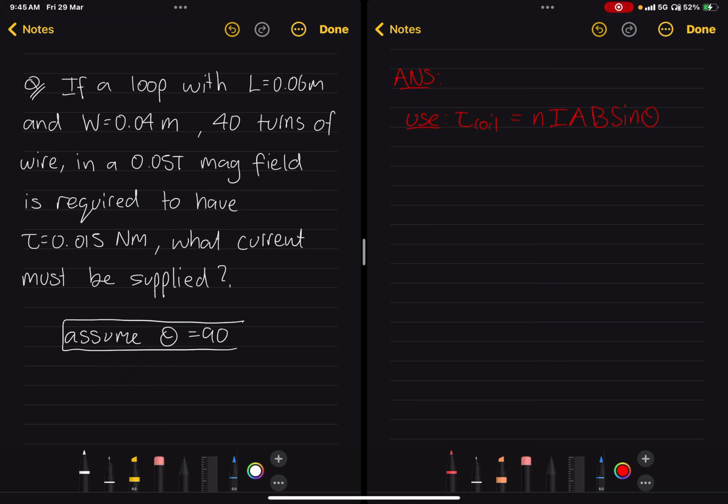If you don't assume theta has a particular value, the question is impossible. The obvious candidates for theta are 0 or 90. 0 would make sine of 0 equal 0, and then the whole thing would become 0. Torque would be 0, so that doesn't work. So the obvious candidate for this question is theta equals 90. If you're in a test and you find you are lacking information, just pick. Because it doesn't really matter.